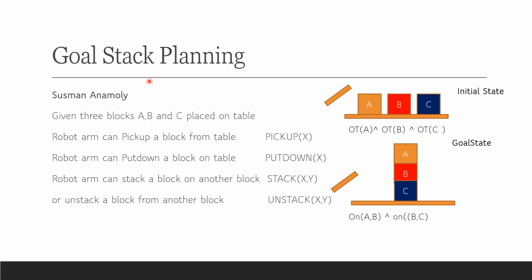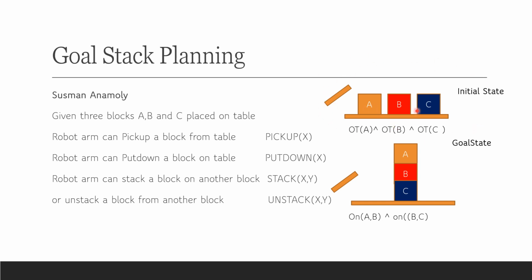As we had discussed in goal stack planning, we maintain a stack where all the goals which are to be achieved by a system are pushed one by one. And there is a robot arm which has to solve the problem. The initial state is given by this.